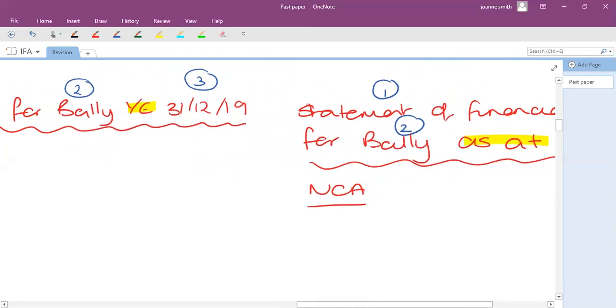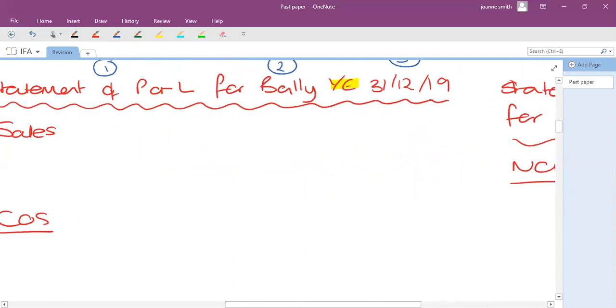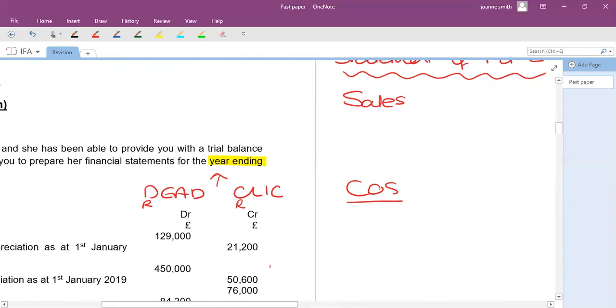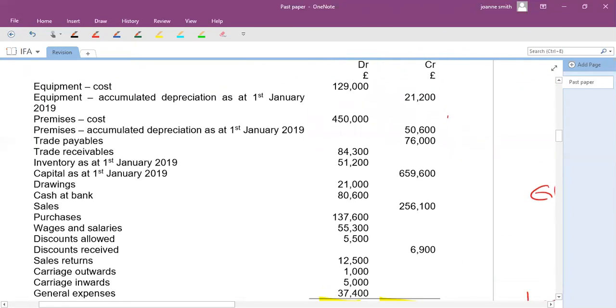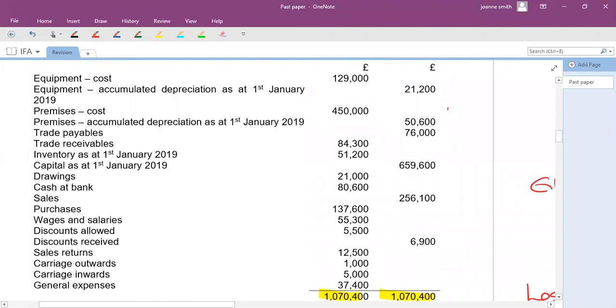And at this point, we've scored 4 marks out of the 50 because we've got heading and we've got a structure. Now, before we start actually doing the statements, we need to run down our trial balance and see what goes into each statement. Now, this is something you could actually do in your reading time, because you could just look through it and make a little note of what goes in.